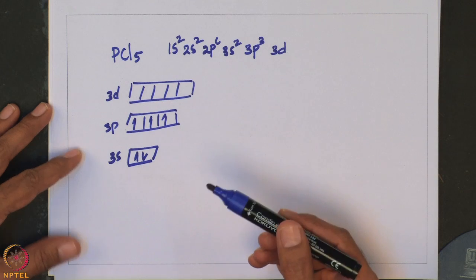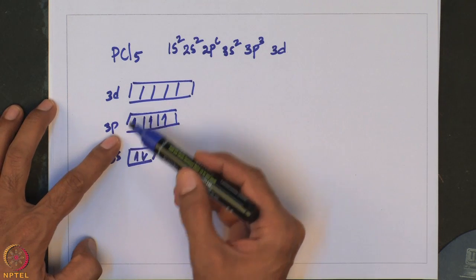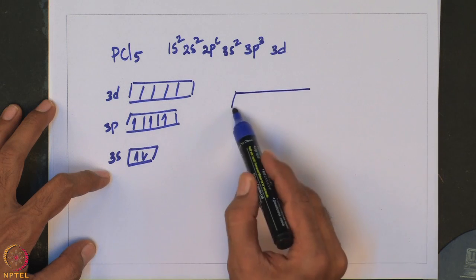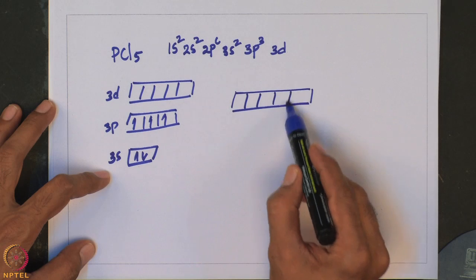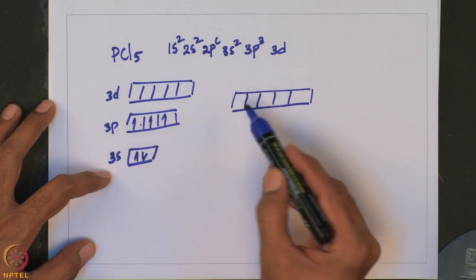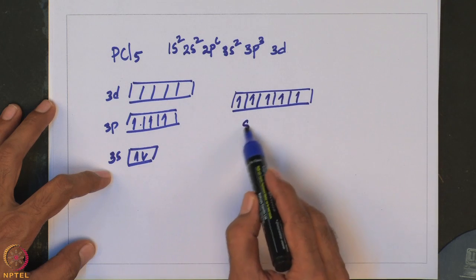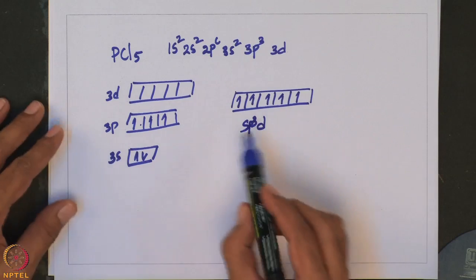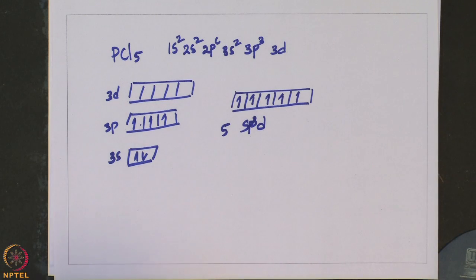Now basically this s orbital, these p orbitals and one of the d orbitals will combine together to form sp3d hybridization: 1, 2, 3, 4, 5. So, now 5 electrons are there. These 5 electrons will occupy 5 sp3d hybrid orbitals, and these 5 sp3d hybrid orbitals are oriented in a trigonal bipyramidal fashion. Let me show you that in the next slide.